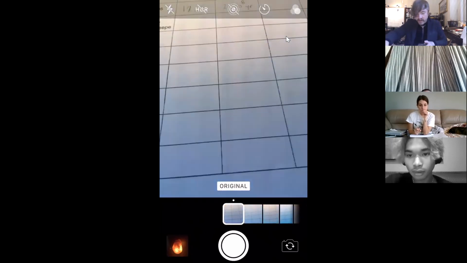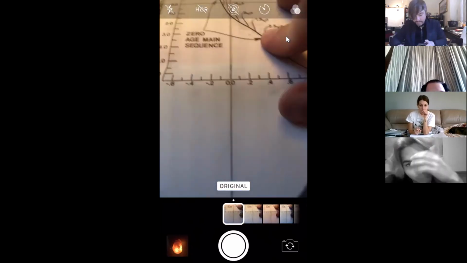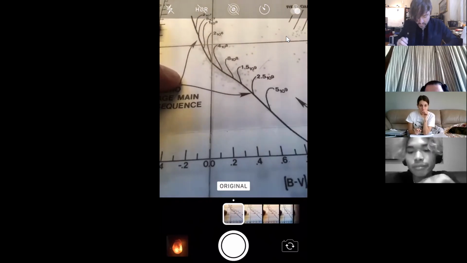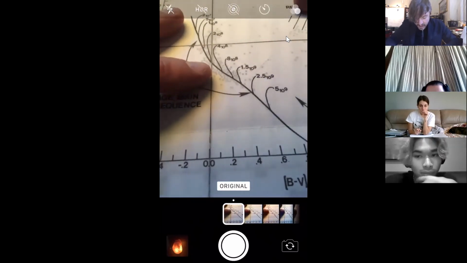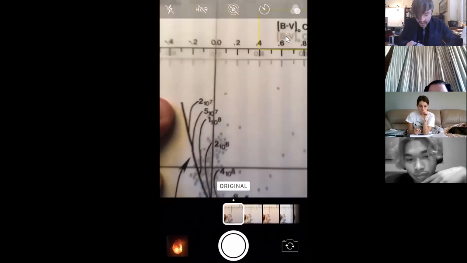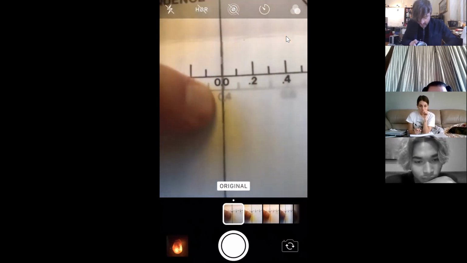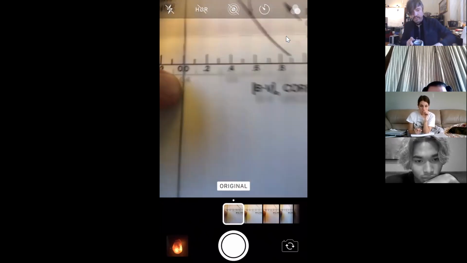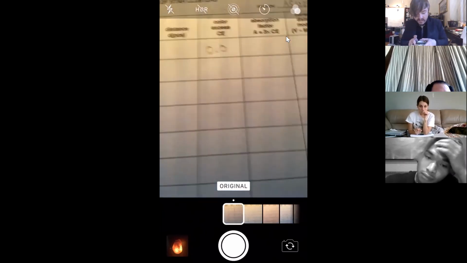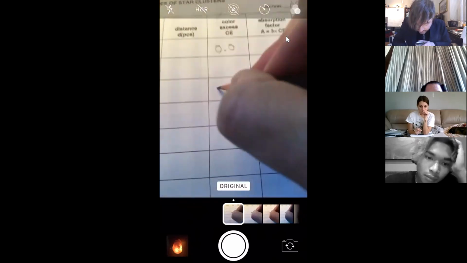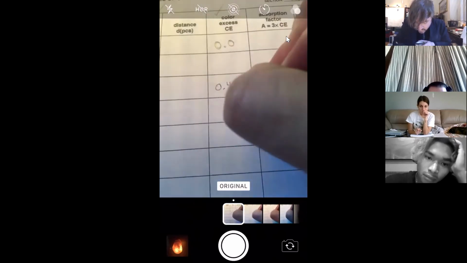Lastly, we'll get the color excess. If I line up the 0 at the top, down at the bottom, I see that this 0 lines up with 0.4, indicating that this cluster is far enough away where dust has definitely affected the color.